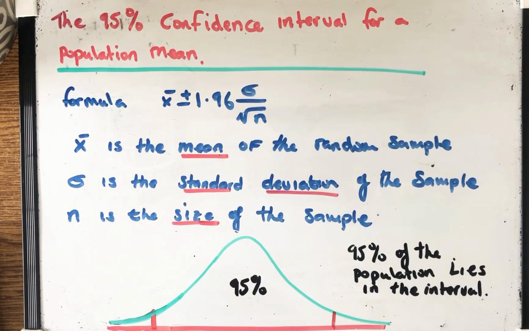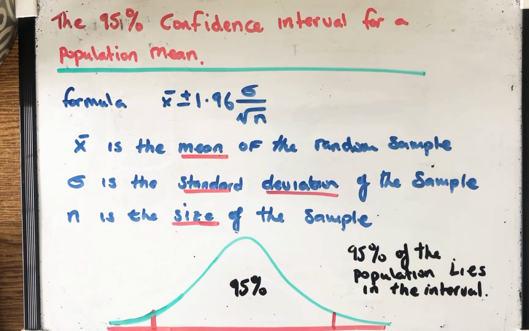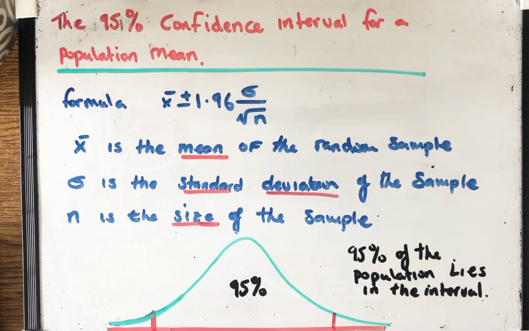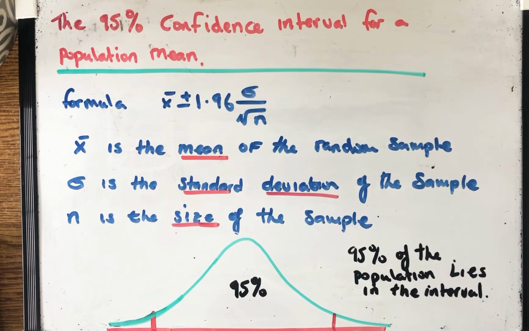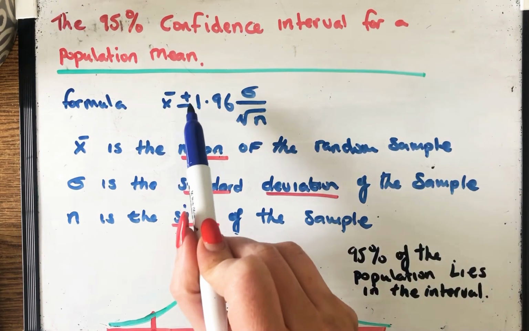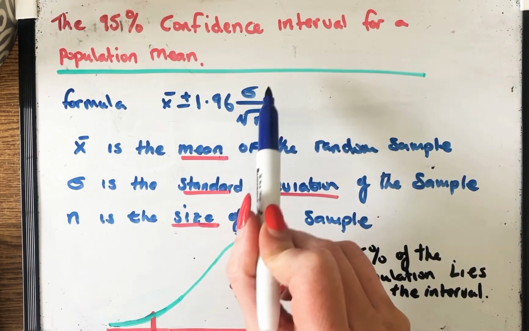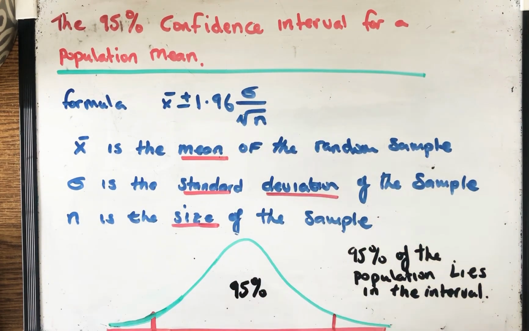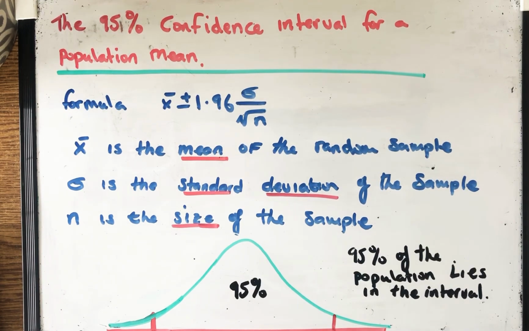In this video, this is the second video, we're looking at the 95% confidence interval for a population mean. So before we begin the question, let's recap on what is the formula for the 95% confidence interval for a population mean. So we have x bar plus or minus 1.96 sigma all over root n, where x bar is the mean of a random sample, sigma is our standard deviation for our sample. I will often refer to standard deviation as SD, and n is the sample size of our sample.